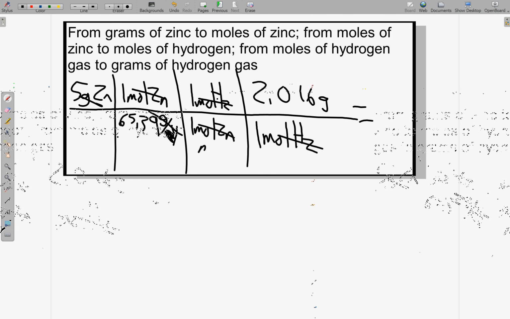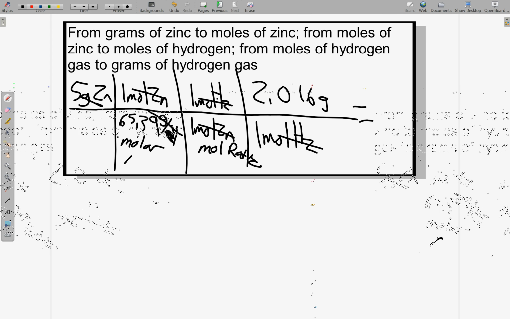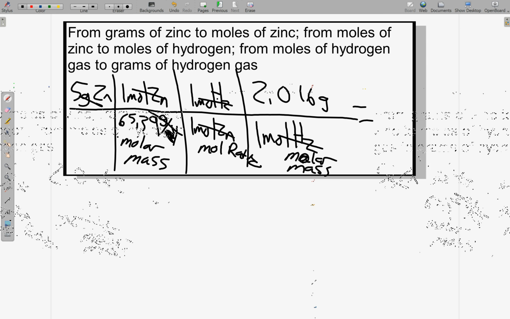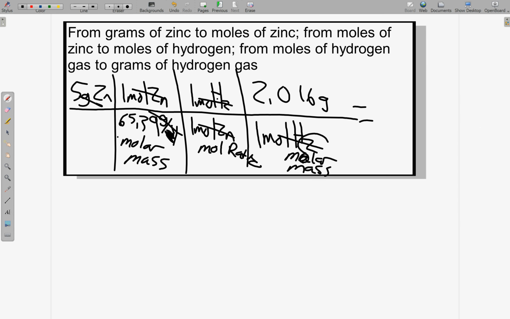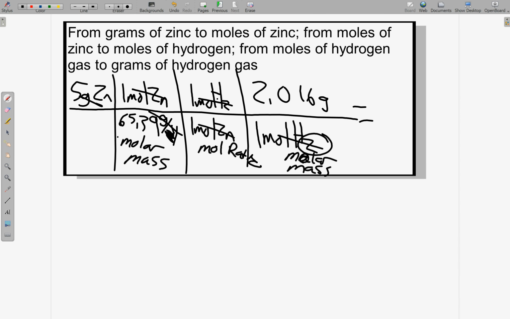This is the mole ratio, by the way. This is the molar mass. All right, and then we use the molar mass of hydrogen. All right, and that gets us here. Now you'll notice that it's 2.016 instead of 1.008. That's because this is H2. Okay, so there are 2 hydrogens in H2, so it's 2.016.